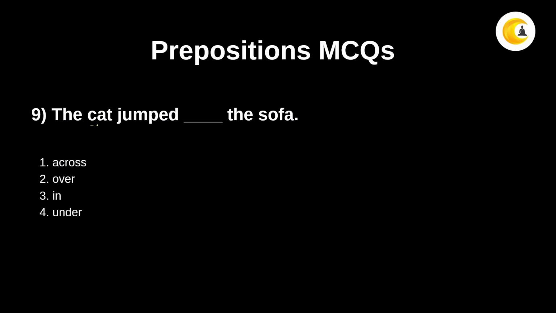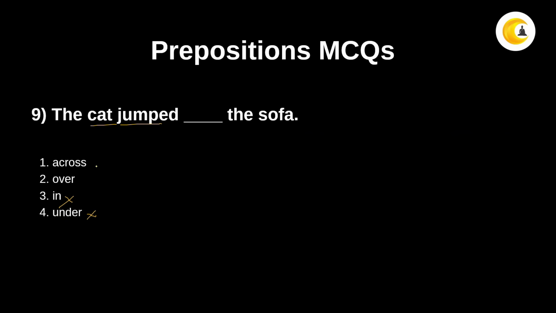All right. The cat jumped dash the sofa. Not "in the sofa." It can't go inside the sofa, right? That's not possible. Jump under? No. He can crawl under the sofa, he can slide under the sofa, he can roll under the sofa, but he cannot jump under the sofa. He cannot make a jump from top to bottom and straight dive in under the sofa. That's not possible. It's a cat and not a ball.